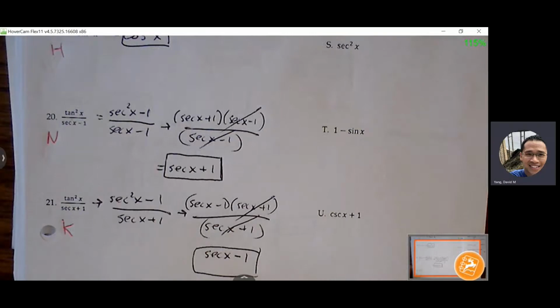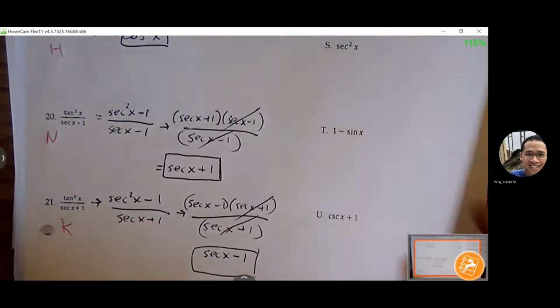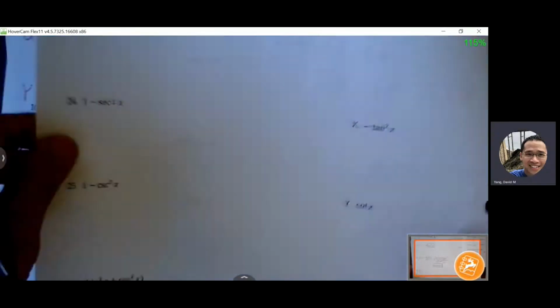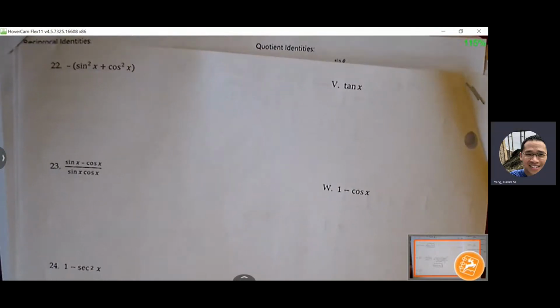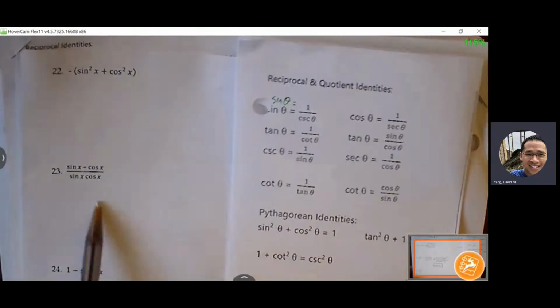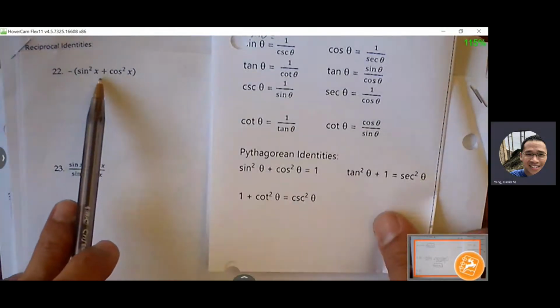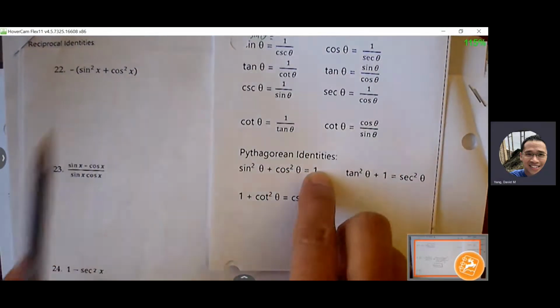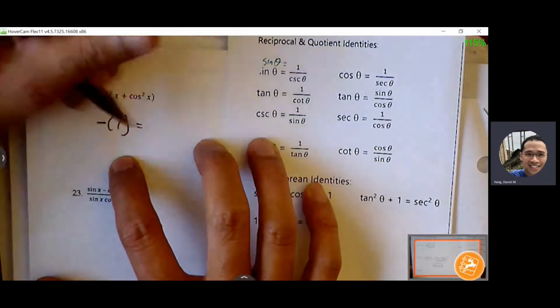Okay, 22. Negative parentheses sine squared plus cosine squared. Yeah, negative 1. I can replace the parentheses with 1. There's a negative hanging out, so it's just negative 1.